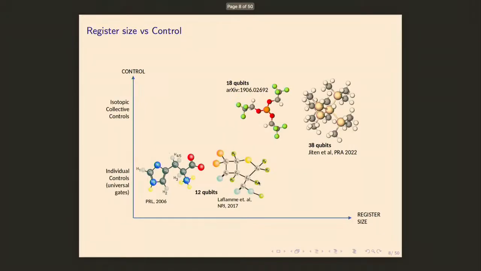So for example, we have this 12 qubits and more recently another 12 qubits, and there is one 18 qubit, and recently we have 38 qubits. That's the system, and I'll show one work with this.